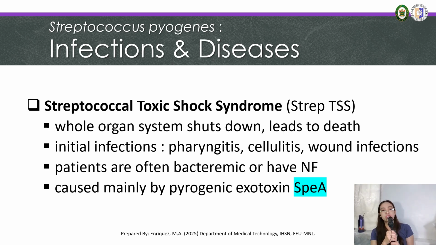All right. So again, as we can see right here, initial infections would include pharyngitis, cellulitis, or wound infections. And this could also be observed in patients that are often bacteremic or have NF. All right. Maaari din po na kapag may necrotizing fasciitis yung pasyente, mag-progress ito papuntang streptococcal toxic shock syndrome. All right. So again, do not forget, as you can see on the last bullet, this disease is attributed to the production of the pyrogenic exotoxin SPEA.